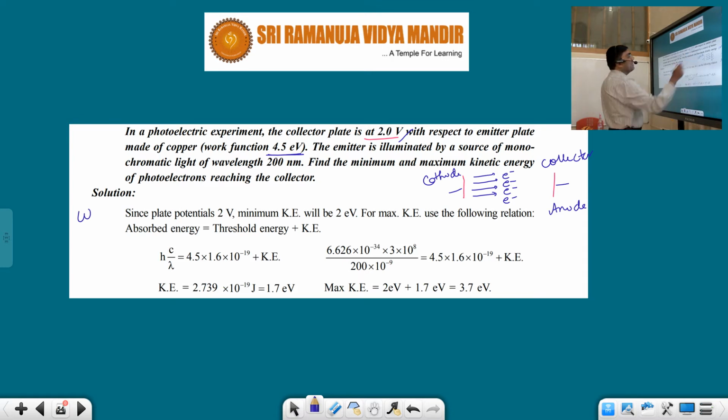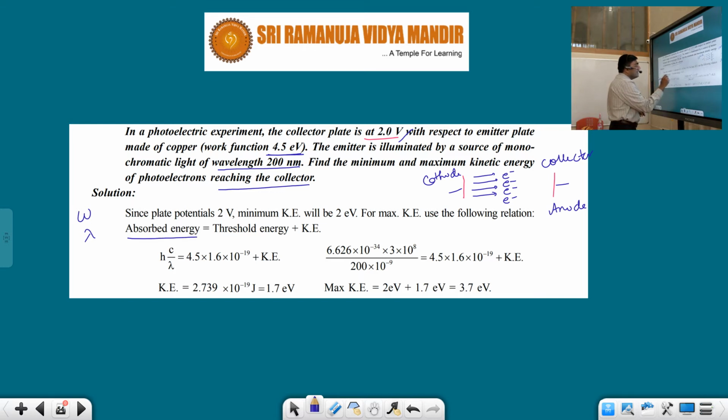Now, the emitter is illuminated by a source of monochromatic wavelength. Monochromatic means single wavelength. Mono means single. So, light of a single wavelength is called monochromatic. So, what is the wavelength given? 200 nanometers. Convert into meters. So, lambda is given, students. Now, what you have to find? The minimum and maximum kinetic energy of the photoelectron reaching the collector. Very simple.